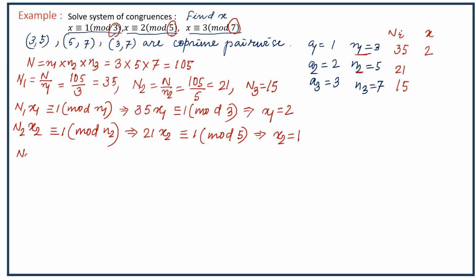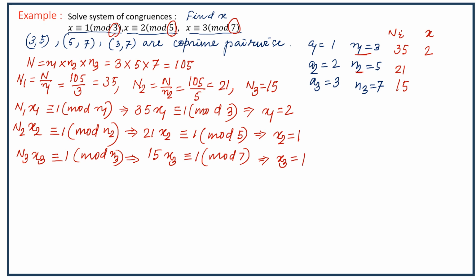And for x3, n3 x3 is congruent to 1 modulo n3. That means your n3 is 15. 15 x3 is congruent to 1 modulo 7. So it's also easy to find out. 15 into 1, multiplied by 1, when divided by 7, leaves remainder 1. So x3 is also 1. So 2, 1, 1. Then what to find?